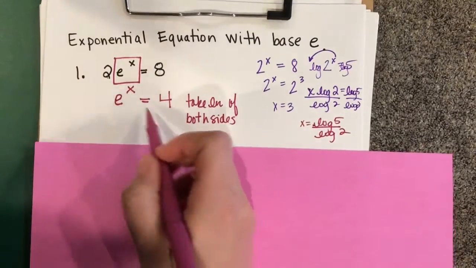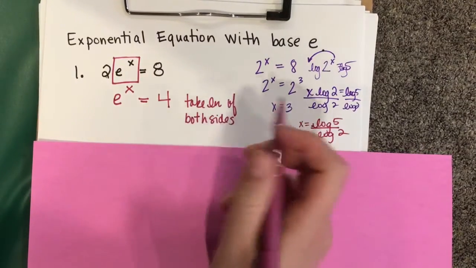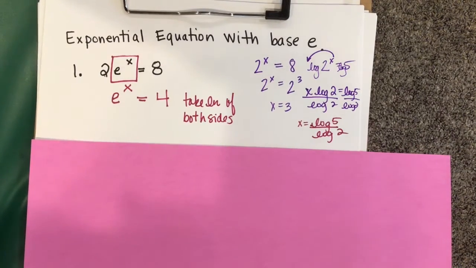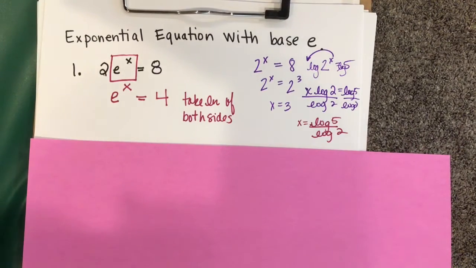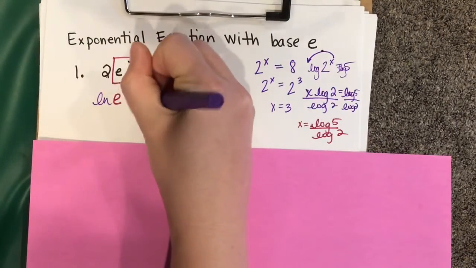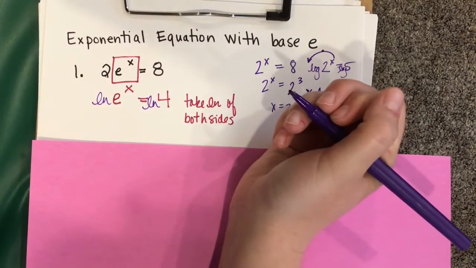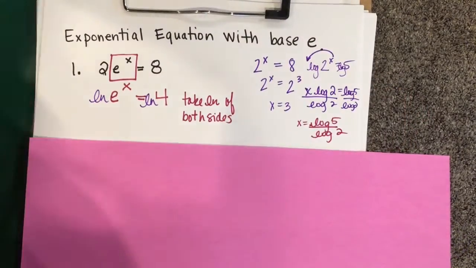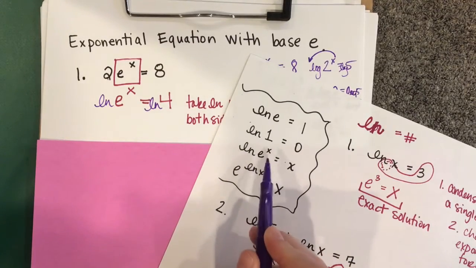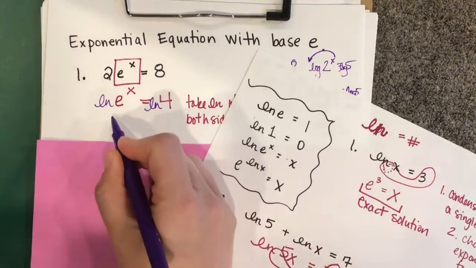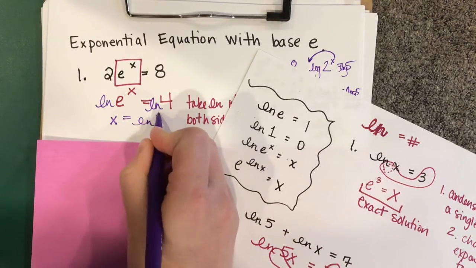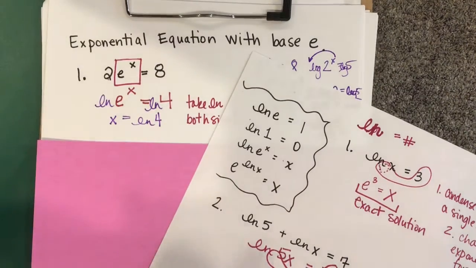So where I was, we have e to the x equals 4. So now I'm going to take the natural log of both sides. Now, when I take the natural log of both sides, this is going to be the natural log of e to the x equals the natural log of 4. Well, the natural log of e to the x equals x. So now we have x equals the natural log of 4. And that is the exact answer.